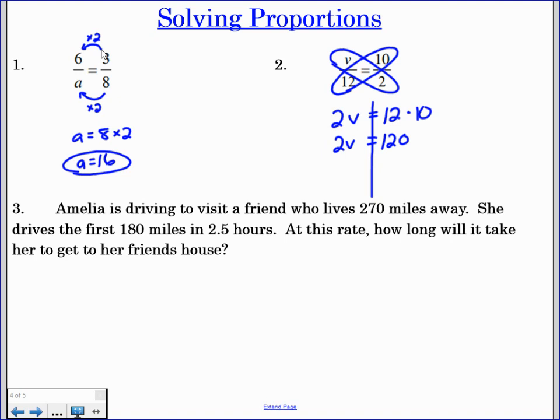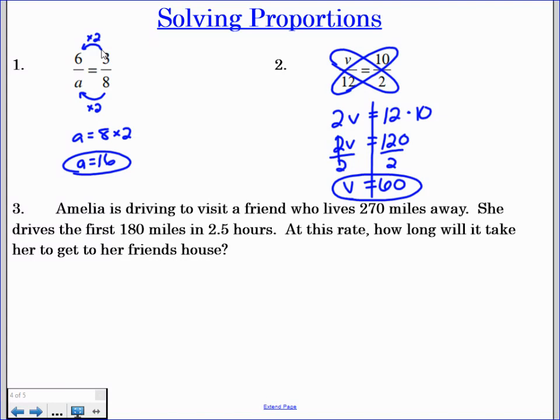So what is v? In this case, we would just divide out the 2, and that would give us v equals 60. So basically, I've just multiplied 12 times 10 and then divided it by the coefficient of the variable, which is 2. 120 divided by 2 gets me 60.